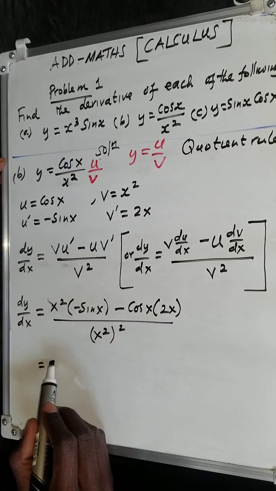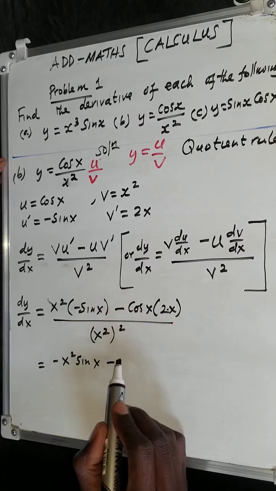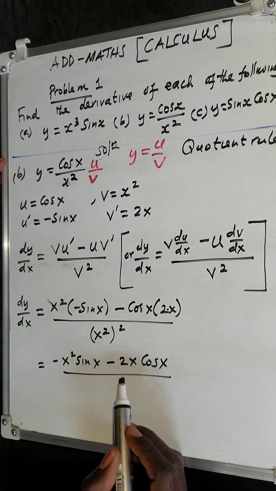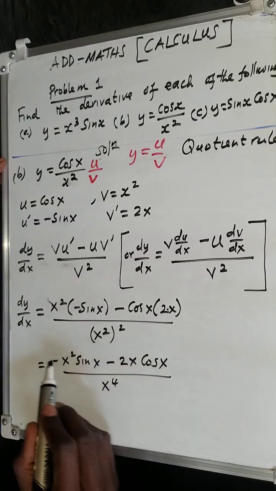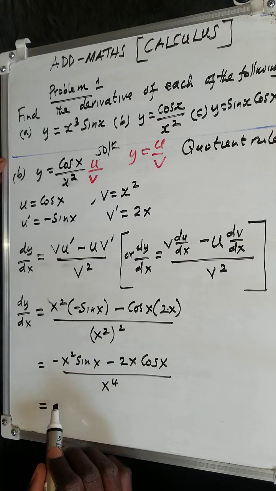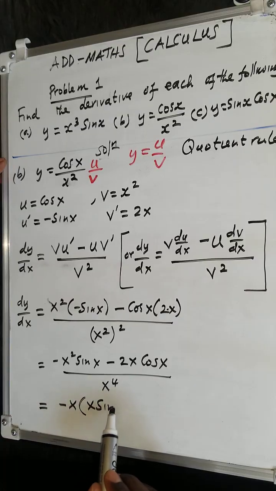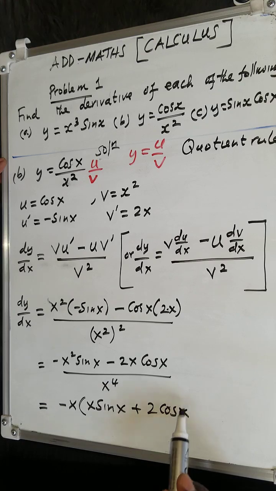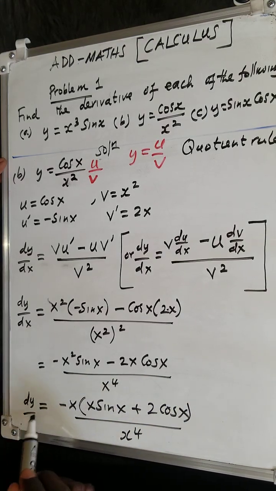We can expand to give negative x squared sine x, minus this times that, which gives 2x cos x, over x raised to the power 4. What can we do? If we want, we can factorize that. What is common? x is common, and negative, so negative x. I'll remain with x sine x, which becomes positive, and 2 cos x, over x raised to the power 4. So this is my dy over dx.